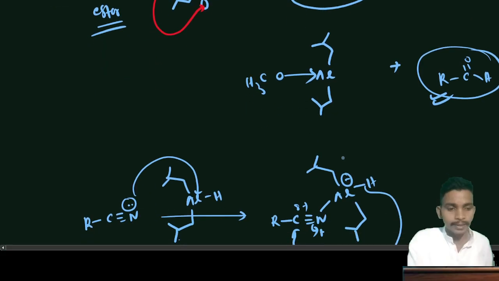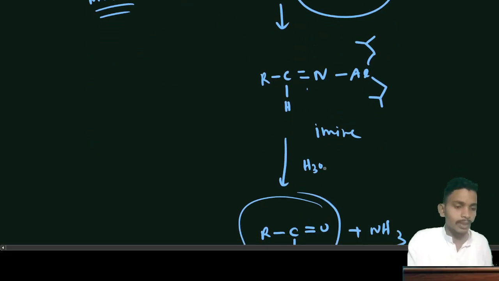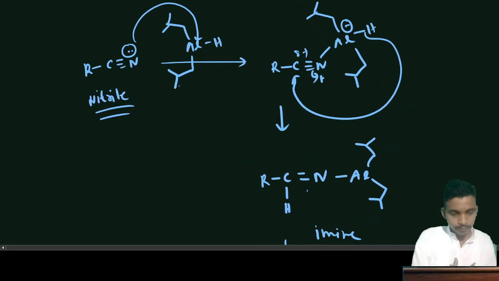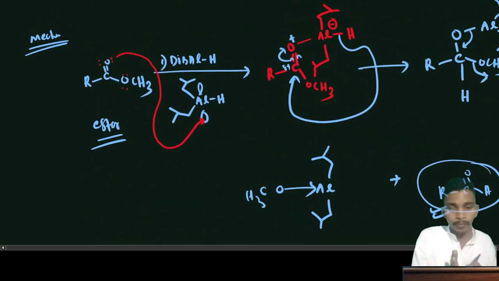And in the case of nitriles, we have to do hydrolysis, because first we will get the imine groups. From the imine, if you do hydrolysis, then we will get aldehyde groups. So these are the mechanisms for how we get from ester to aldehydes, and from nitrile to aldehydes. But the most important thing is that here we have to maintain the temperature.